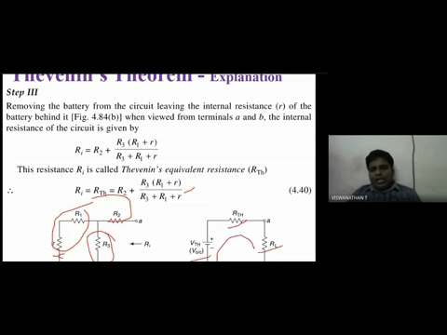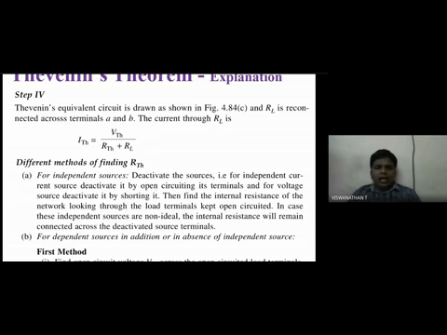You can easily calculate the IL because these two are in series, and we divide V Thevenin by the series resistance, and then easily get the current. That current is I Thevenin.